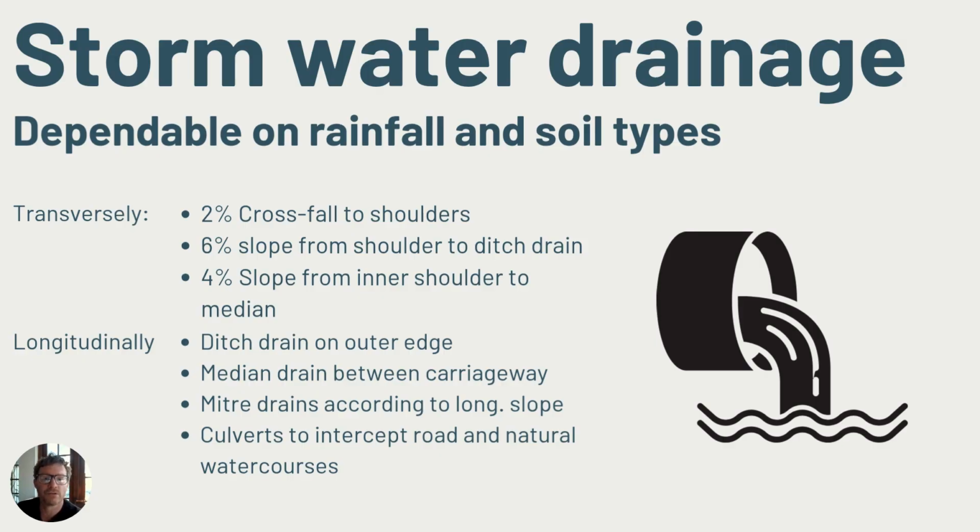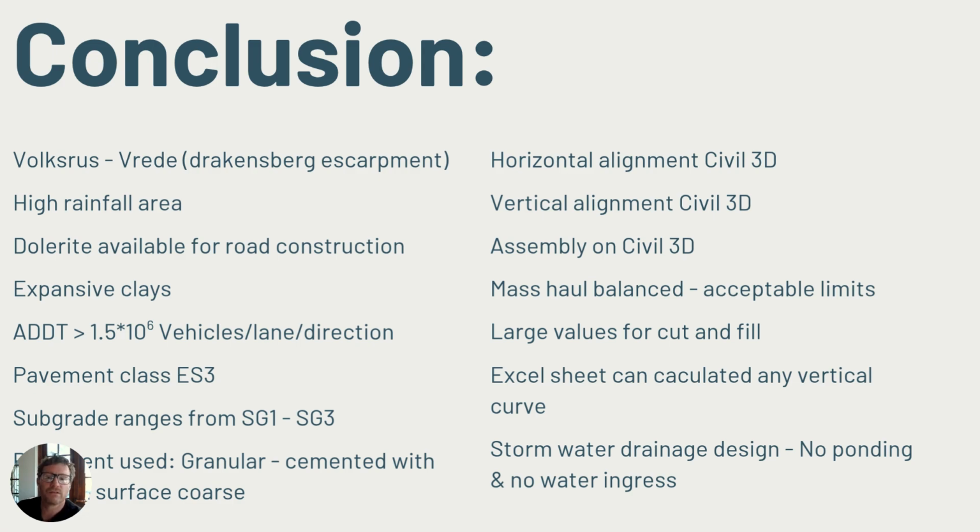So in conclusion, the road to be constructed lies in the Volkshuisvrede area, which is a high rainfall area on the Drakensberg escarpment. Dolerite is readily available for road construction, but care must be taken due to the secondary minerals that can be present in dolerite, which can lead to fast deterioration. Expansive clays are a problem that might require special attention.